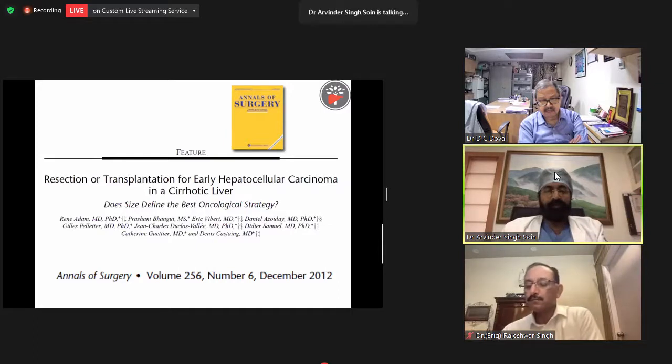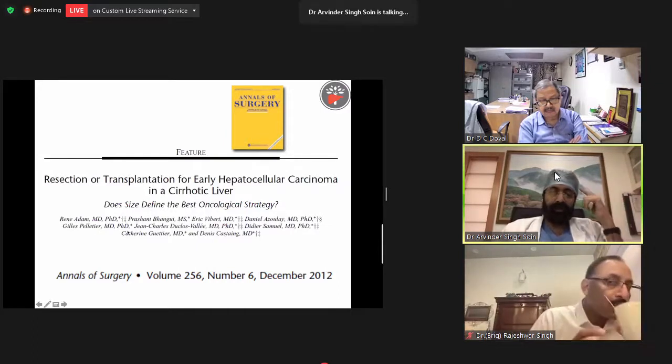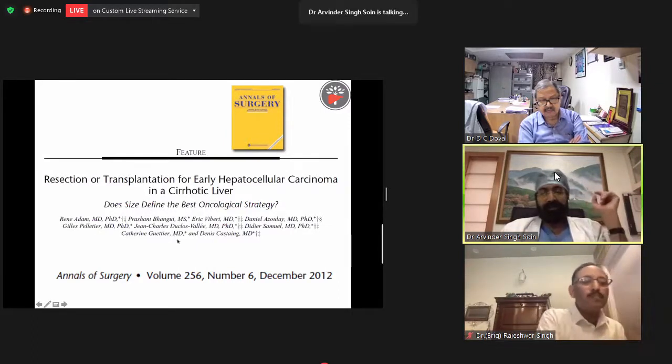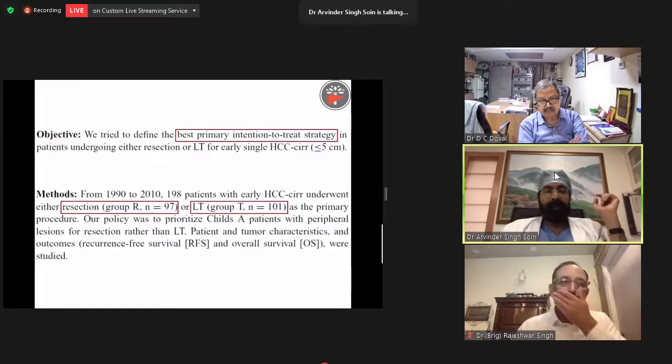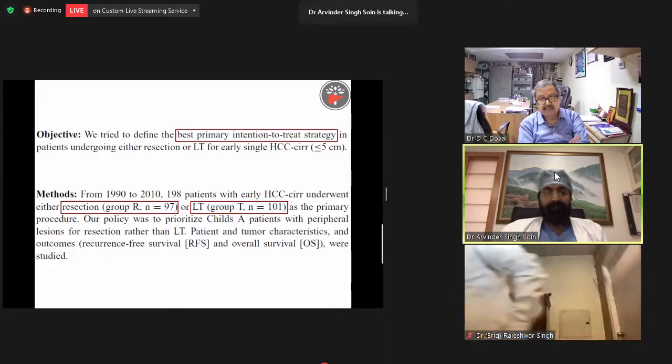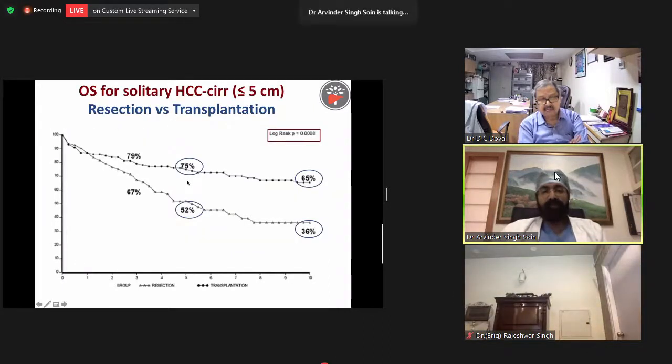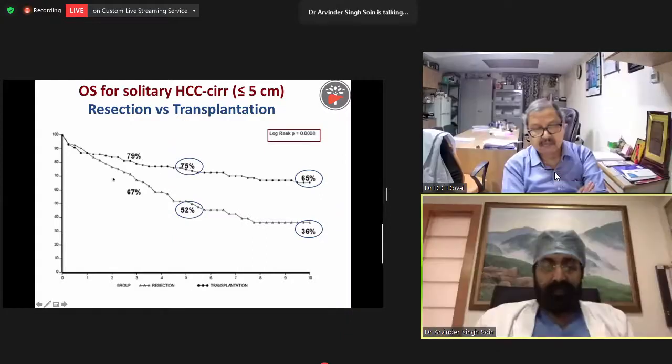But let's look at this paper, which was done by one of my colleagues, Prashant Bangi, along with his French colleagues at the time that he was there. They basically found that on an intention to treat strategy, the patients who had transplantation and the patients who had resection, their early survivals were similar, like 2 to 3 year survival, but 5 to 10 year survivals were much better with transplantation on single solitary lesions less than 5 centimeters.